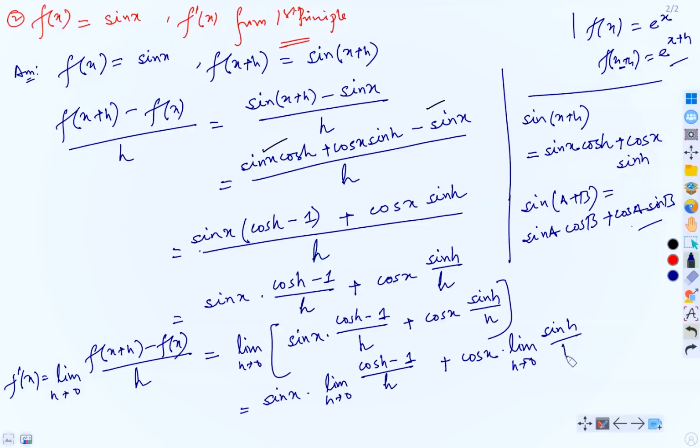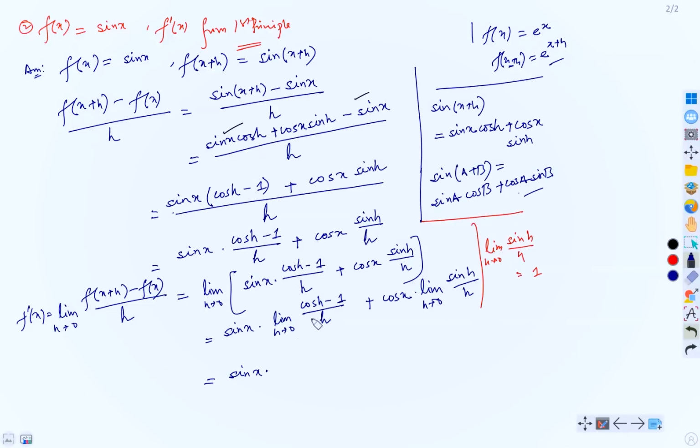Sine h by h. Okay, so now we know that this limit is 1, right? That we know, limit h tends to 0 sin h by h equals 1. Yes? So we'll just substitute the value. We have to apply some formula here, so I will do that in the next step. But right now, whatever is known to us, let us evaluate those parts.